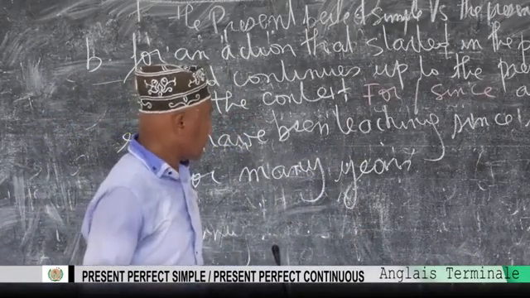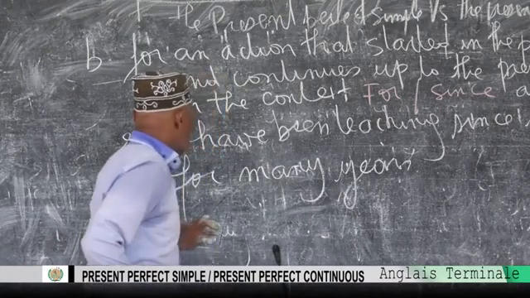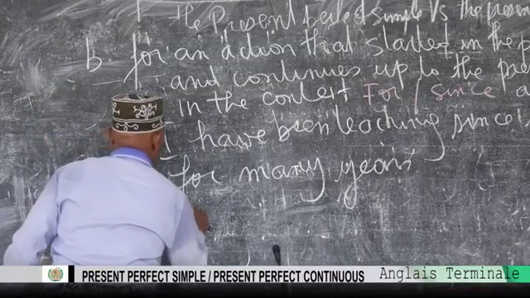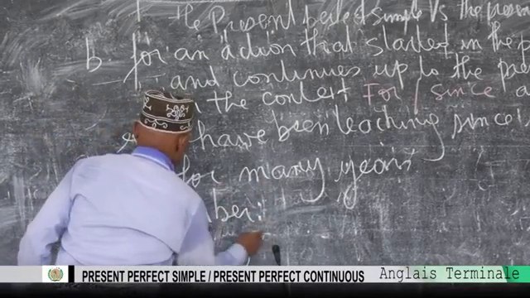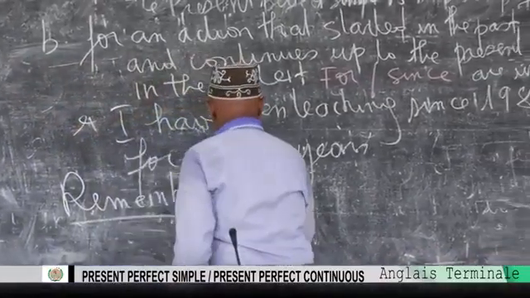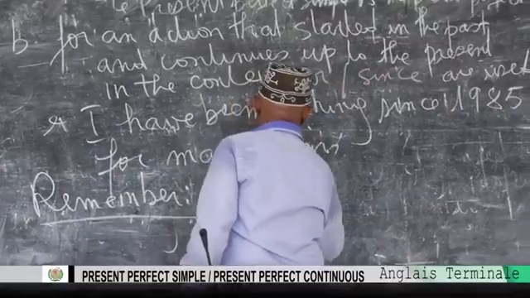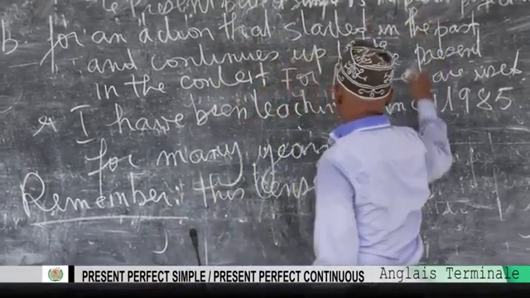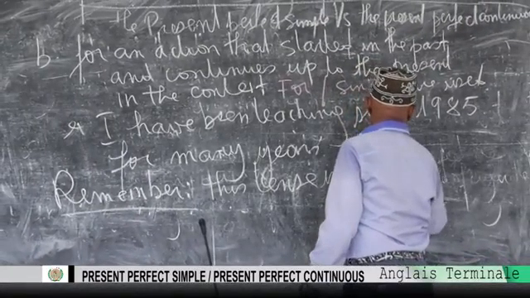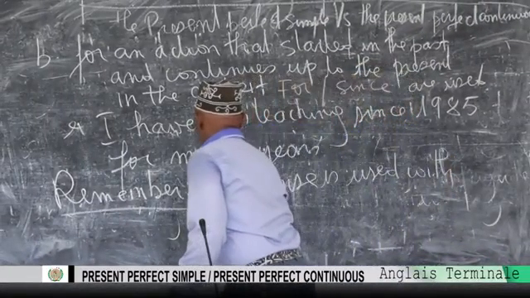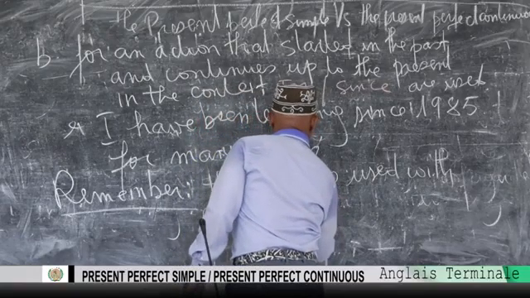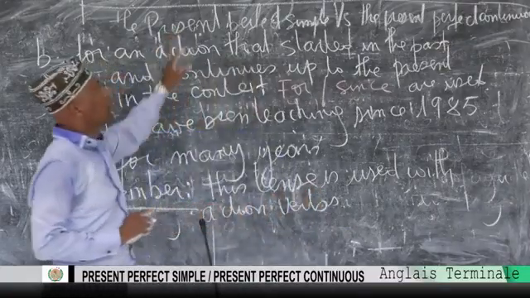So before we wrap up this lesson, something you should remember. Okay? Something you should bear in mind. The present perfect continuous is used with action verbs only. Action verbs. Unlike the other tense, the present perfect simple.